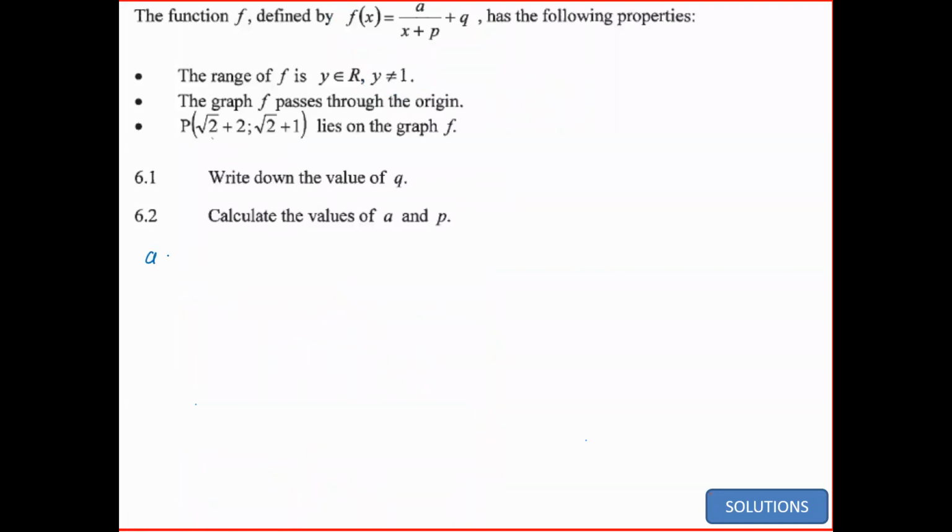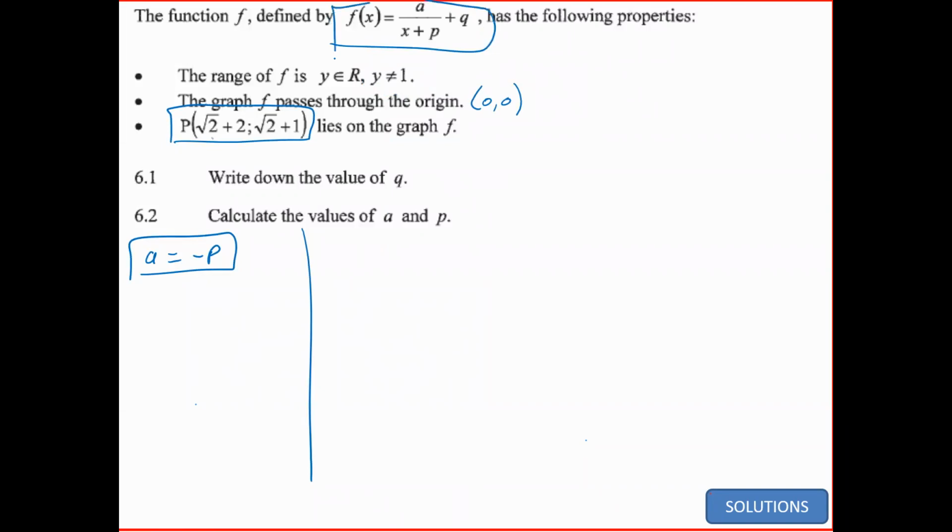So we got a to be equal to minus p from the last slide. Now, we need to sub a point. So we substituted 0, 0. The other point they gave us is in surd form. Looks quite nasty. I'm back to the original equation now, which is saying y is equal to a over x plus p, plus q. We decided q was 1.